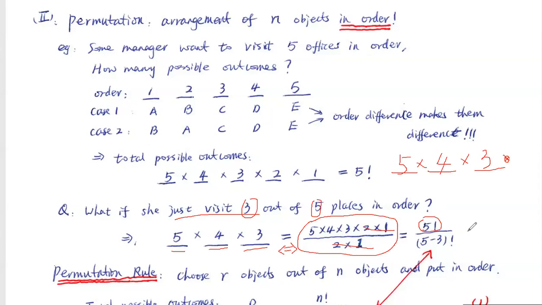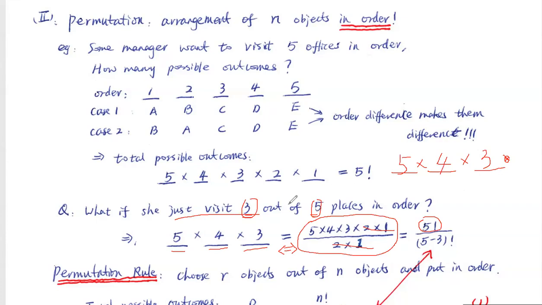So this gives us how many outcomes if we want to choose 3 out of 5. We can simply write down that formula directly: 5 factorial divided by (5 minus 3) factorial. Simple, easy. Now, let me ask ourselves another question.